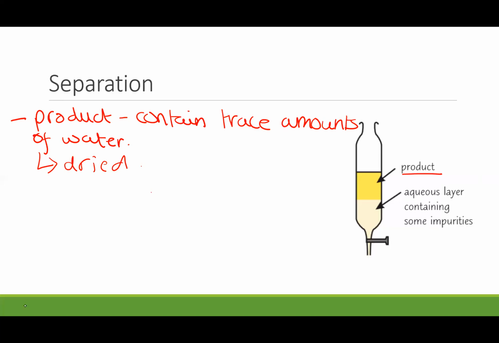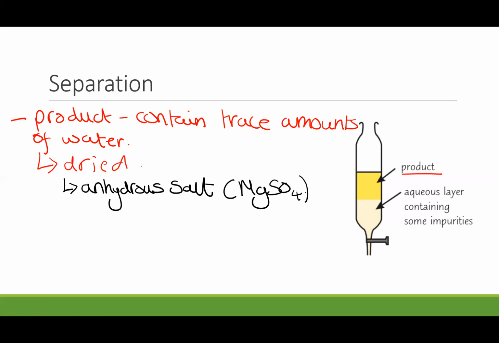So to do this, if we were going to dry it, what we're going to do is we're going to add an anhydrous salt. So an example would be magnesium sulfate. Or another example would be calcium chloride. And this salt is used as a drying agent. And what it does is it binds to any water present to become hydrated.